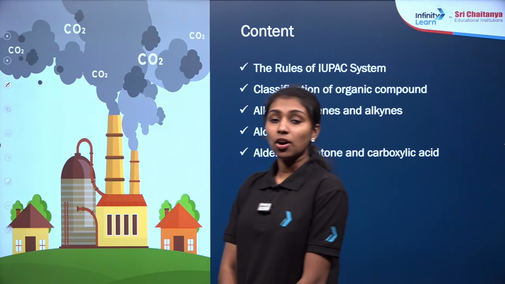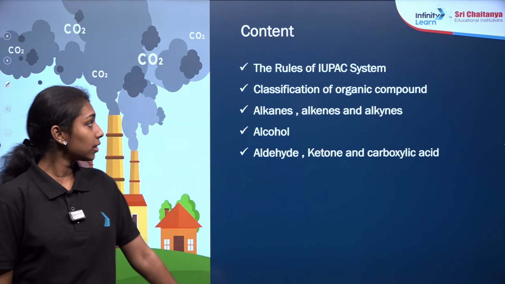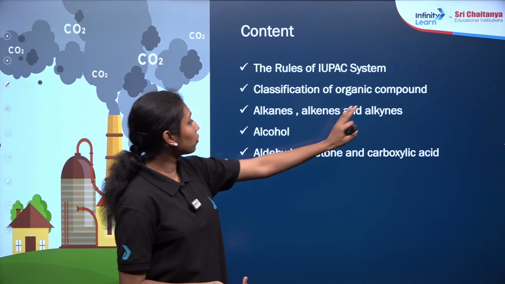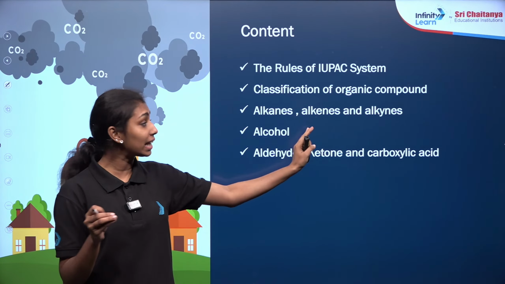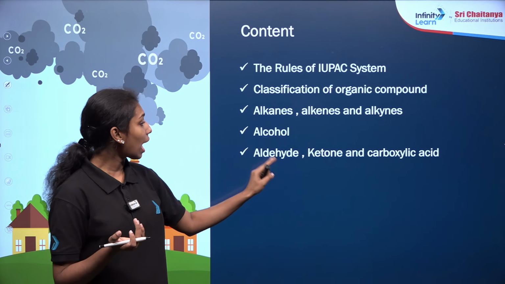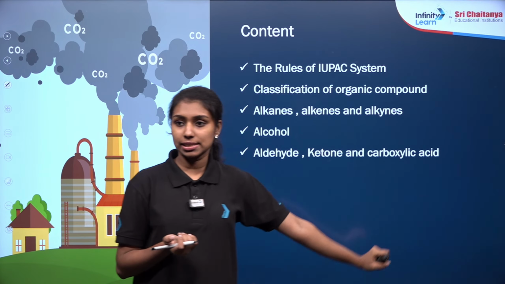These are the contents we are going to discuss in today's class. We will be starting from the rules of the IUPAC system, then the classification of organic compounds into alkanes, alkenes and alkynes. Then we will see some functional groups also, like alcohol, aldehyde, ketone and carboxylic acid.